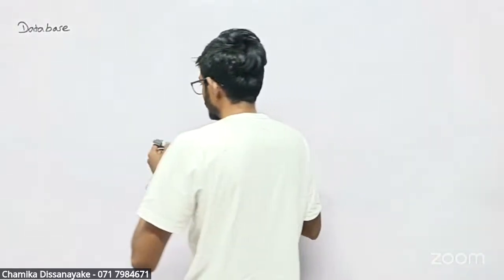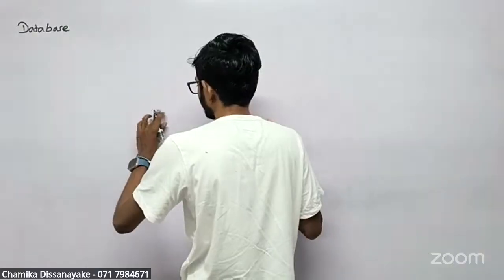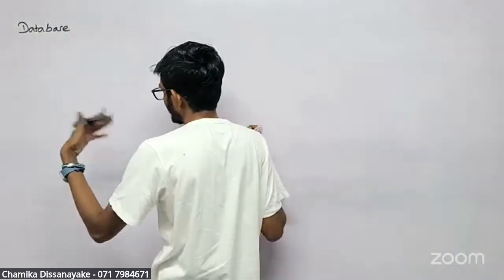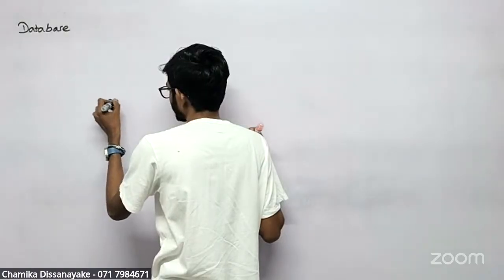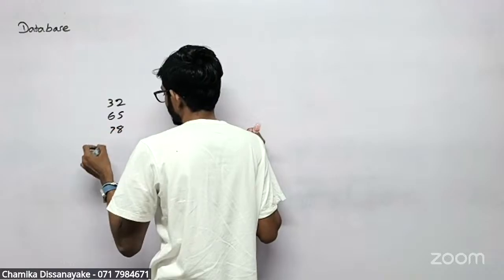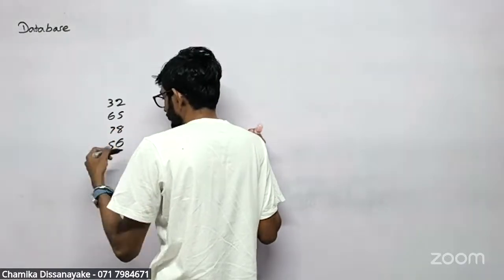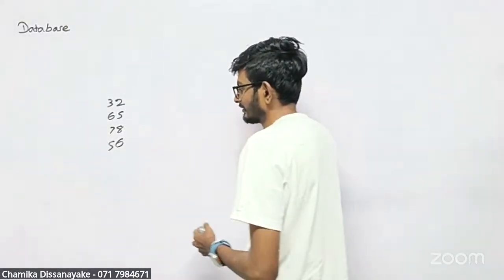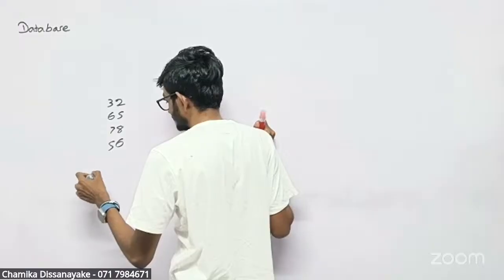As an example, you will have the marks for the term test. You will have several marks for the term test. What you are going to do is just write the marks. There is no order. You are going to just write the marks: 32, 65, 78, then 56. Likewise, you just write the marks. Then you are going to write the addition.